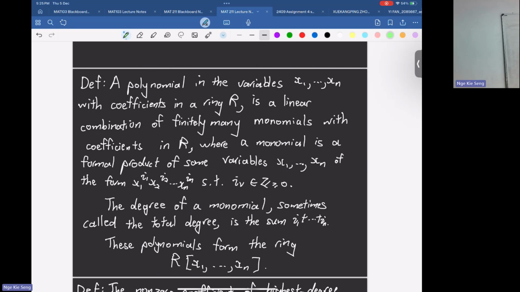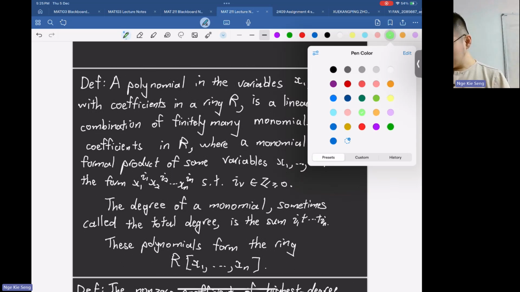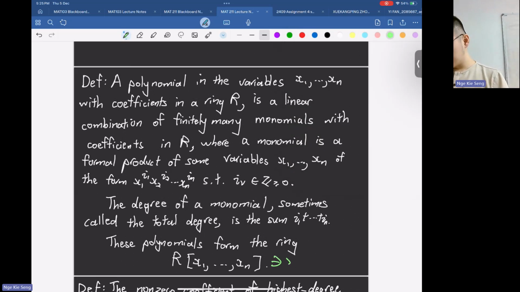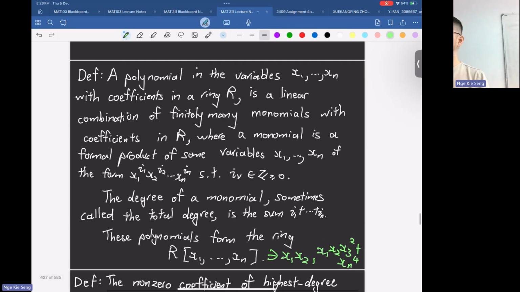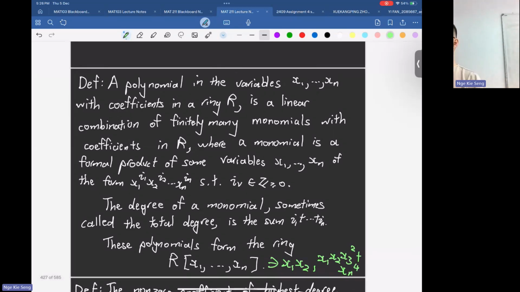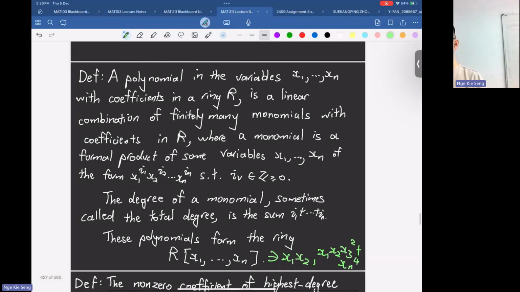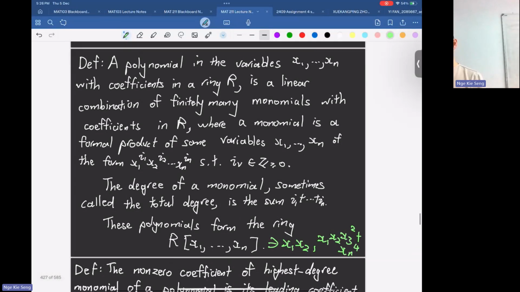Okay, so for example, let me give you some examples. What elements are inside here? For example, x1 times x2, right? Or x1 x2 x3 squared plus xn to the power 4, something like that. Okay, now all the definitions extend. Any question so far? Okay, just definitions. Later we'll do some fun stuff.